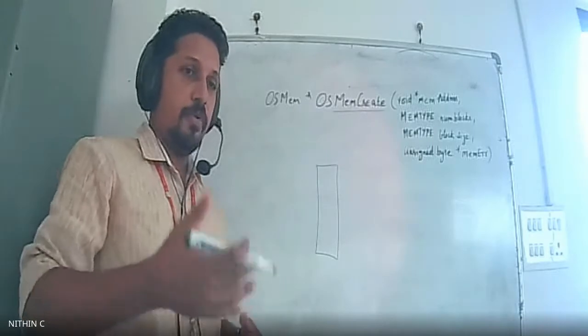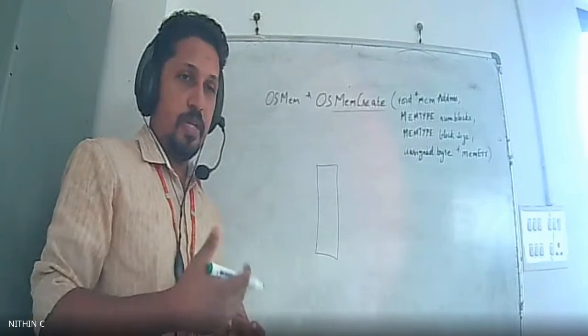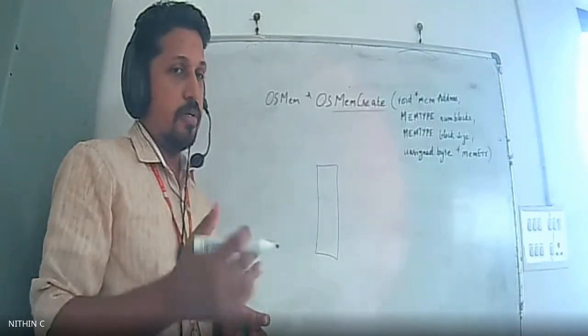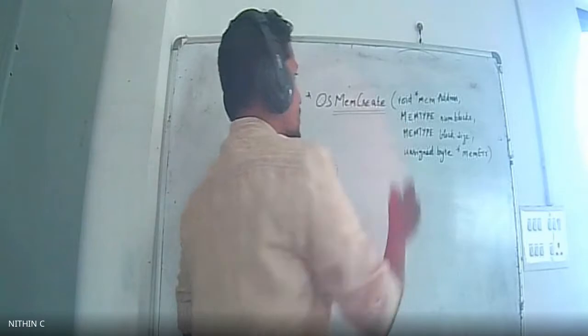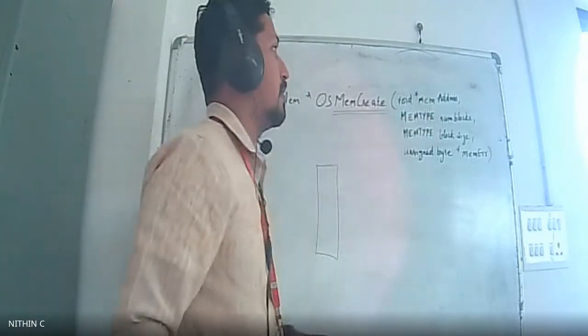We need memory for many purposes, for storing the task and more. So memory creation is also an important part of the real-time operating system. For that, we'll be making use of the OS memory create function, and you can see the parameters inside it.